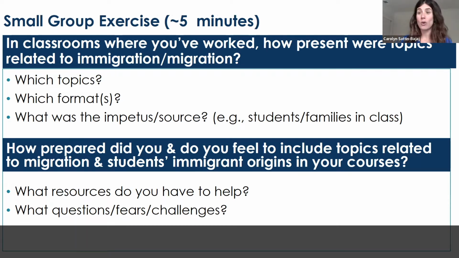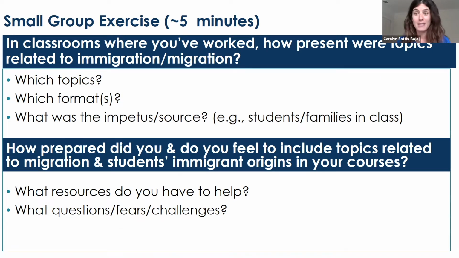It could be your family story. It could be reading Esperanza Rising or any other number of books that might be assigned. It could be watching videos. And what kind of projects did you ask students or their families to do? It could be events you put on. And then also talk about how prepared you felt or you do feel to include topics related to migration or students' immigrant backgrounds in your courses now and then. So that's what I'd like to talk about for about 5 minutes in your small groups.